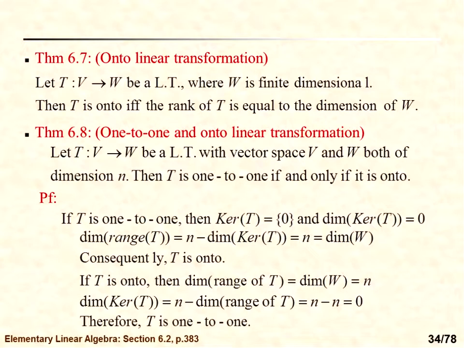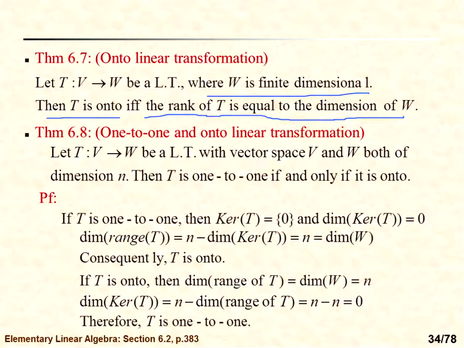Let T from V to W be a linear transformation where W is finite dimensional. T is onto if and only if the rank of T is equal to the dimension of W. This is another theorem. If you are asked to show that it is onto, you only have to show that the rank of T is equal to the dimension of W. If it is true, then you say that it is onto.